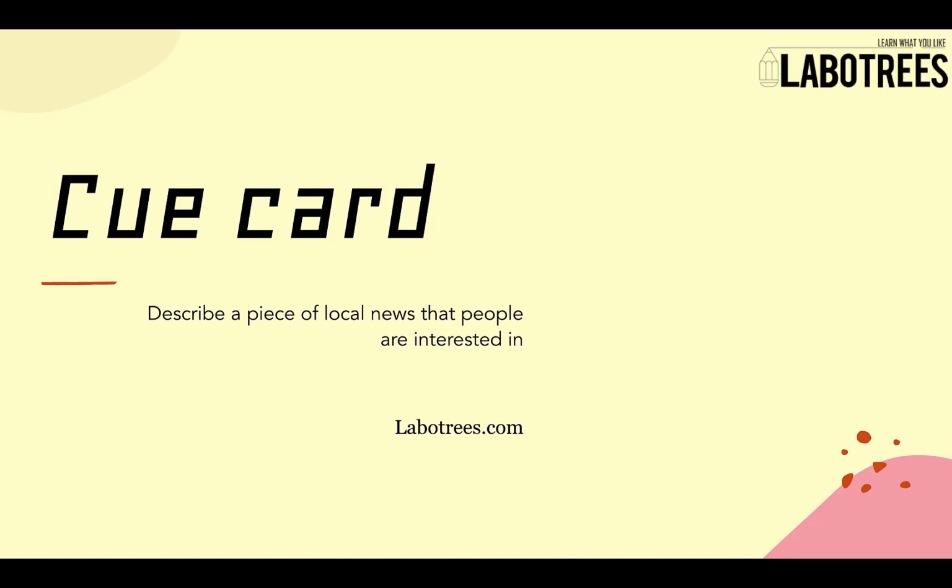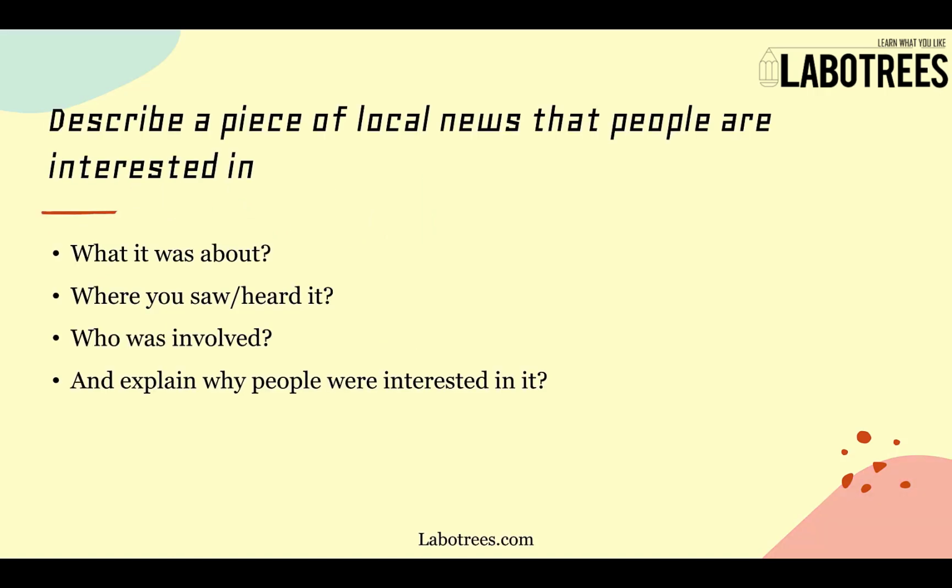Describe a piece of local news that people are interested in. So the sample cue card is: describe a piece of local news that people are interested in. You have to cover the following cues: what it was about, where you saw or heard it, who was involved, and explain why people were interested in it.